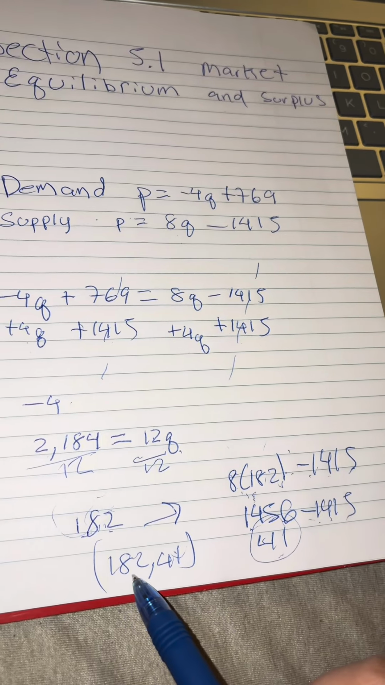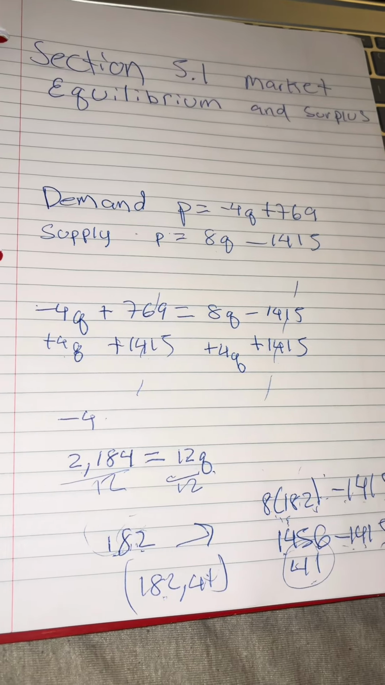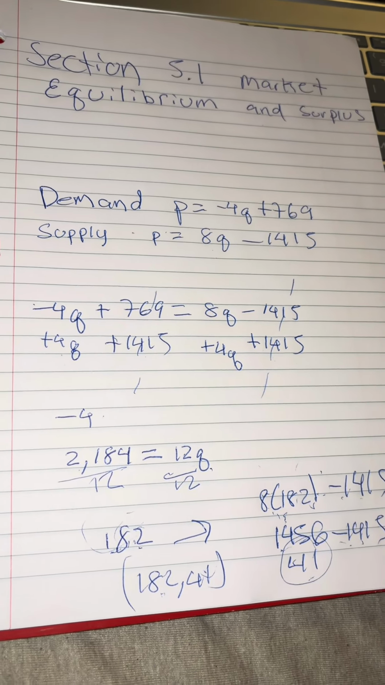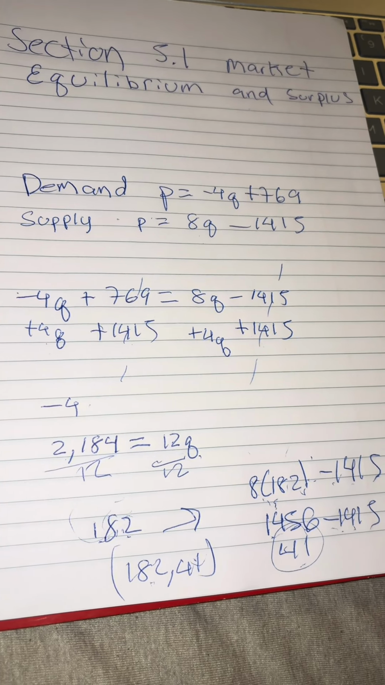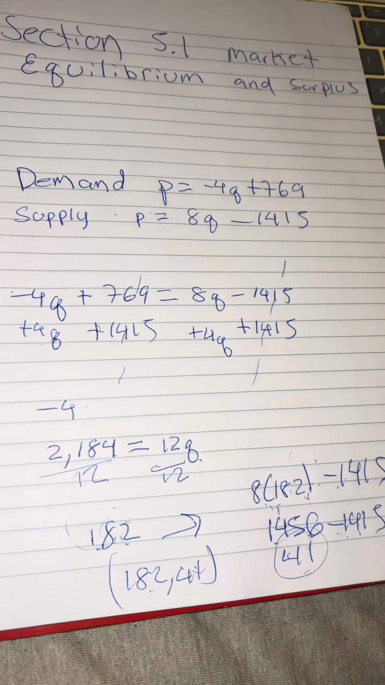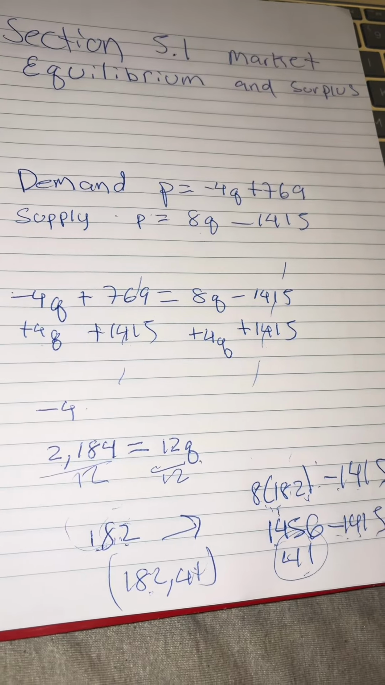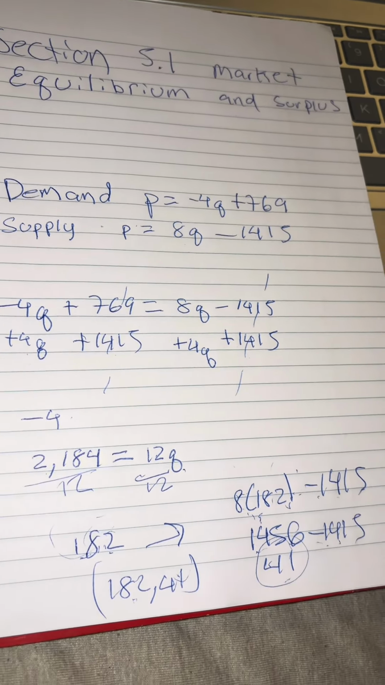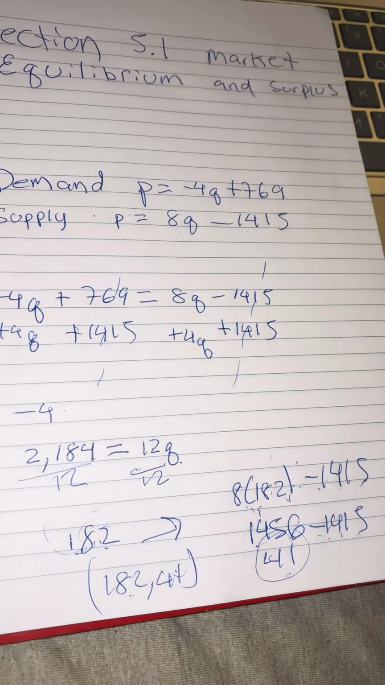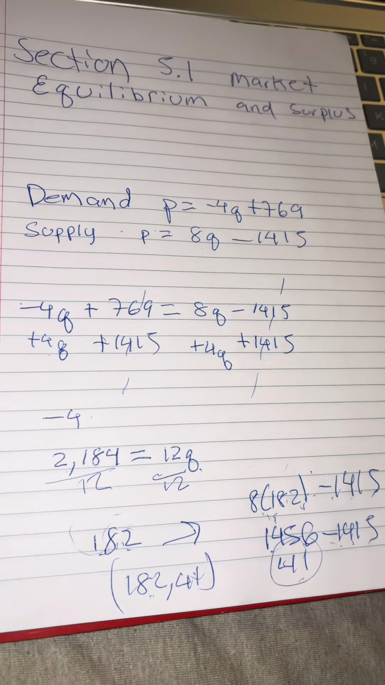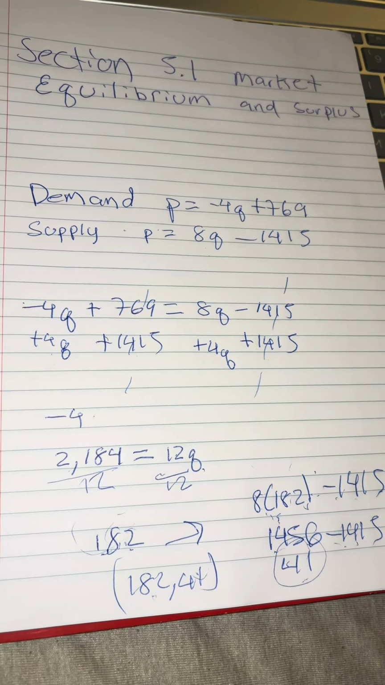And so then the coordinate at which the market equilibrium has a set value is 182, 41. So this is the coordinate 182, which is x, and 41, which is y, and that is where the equilibrium is met for this particular problem.